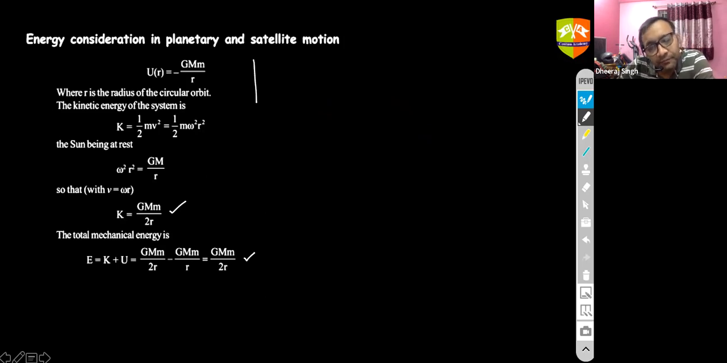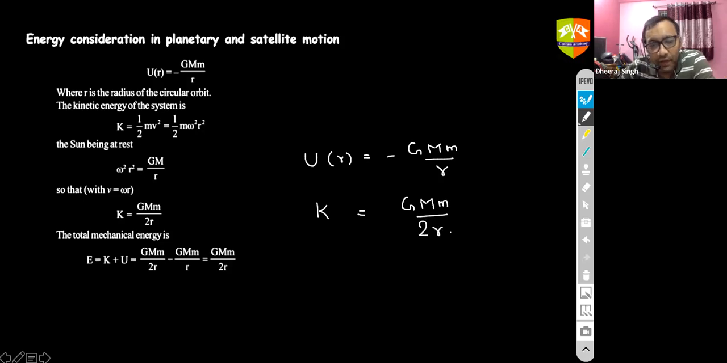So again, I'll write here that the potential energy is minus GMm by R. Kinetic energy is GMm by 2R. The total energy of the planet, kinetic energy plus potential energy, is minus GMm by 2R. Total energy is negative. It means that it is favorable for them to remain like that. If they separate, their total energy will become zero, which is more than the energy as of now. So that is why they don't leave each other.